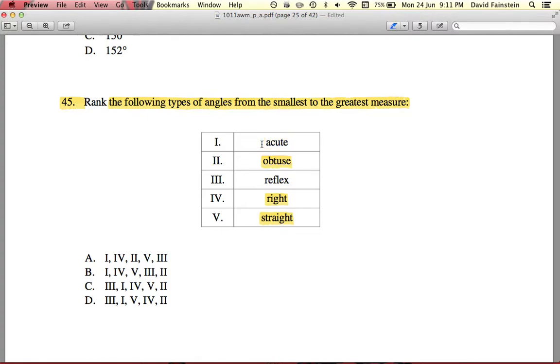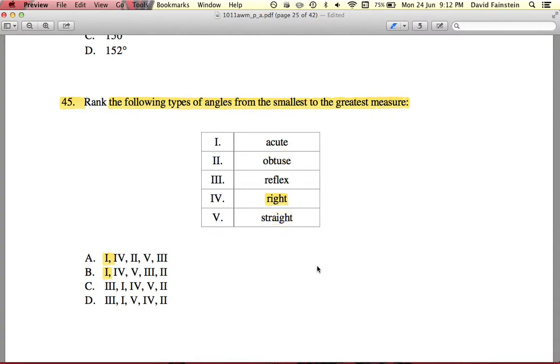It's acute angle, acute angle. Oh, so it's either A or B, because it starts with acute for sure. They both go 4, then which is smaller, 2 or 5? An obtuse angle or a straight angle?